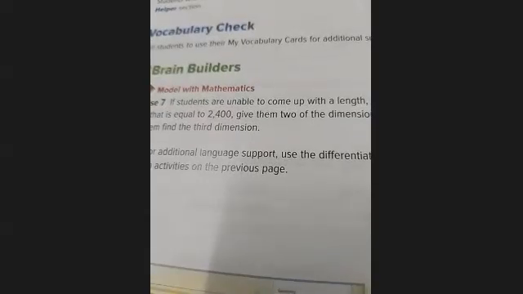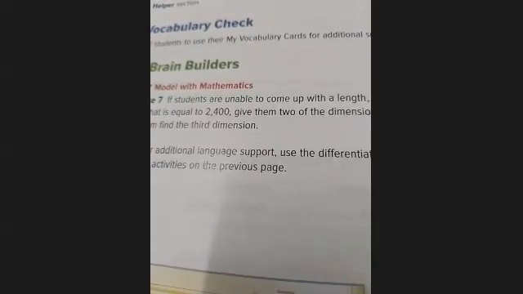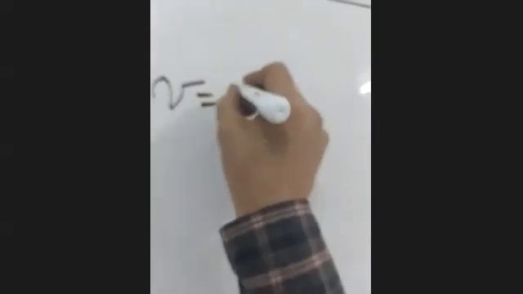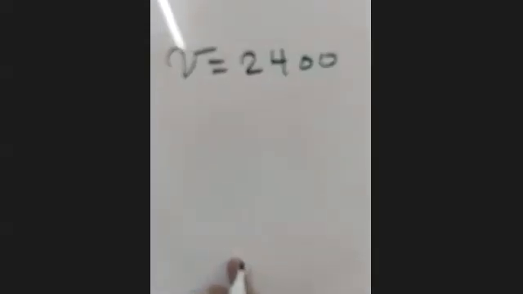Page 960, question 7. Describe the dimensions of two different prisms that each have a volume of 2,400 cubic centimeters. It means you need to find the three numbers for each. If you multiply them, you get 2,400. Got it? The volume is how much? 2,400, right? I'll give you two choices.